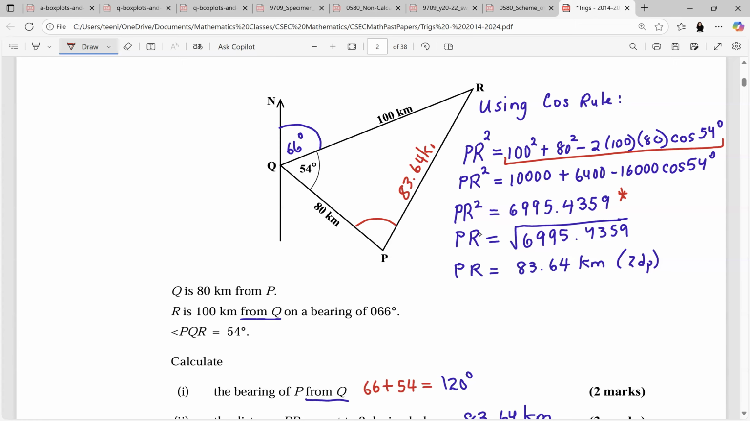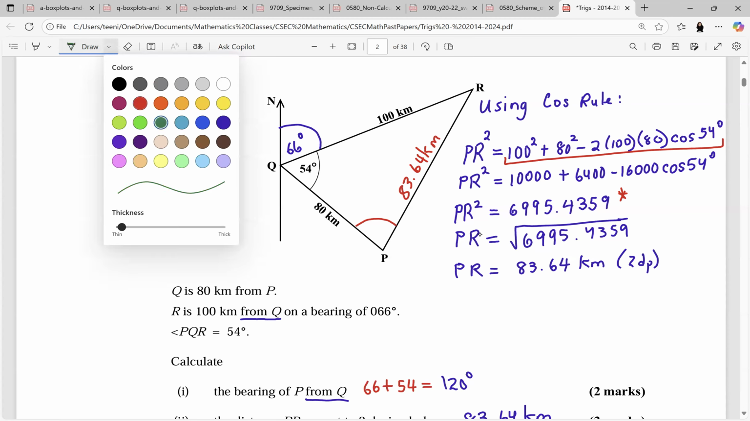83.64 km. And if you're using the cosine rule, to find an unknown angle, you have to have all three sides, which we do have in this case. To use the sine rule, you really just need two sides and any angle. So let's go ahead and use the sine rule because we've been using the cosine rule all along, right? So using the sine rule, we need to find this angle QPR, which is this angle over here.